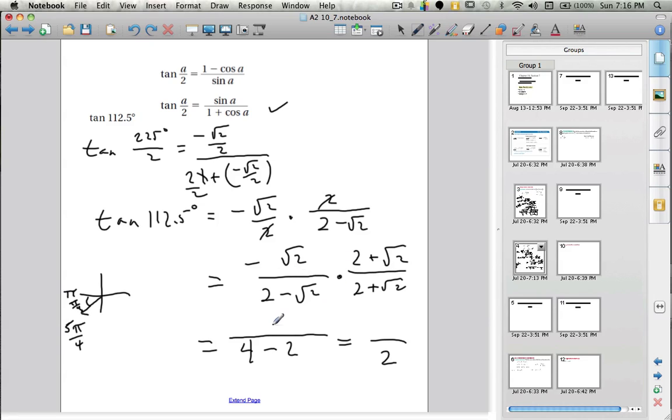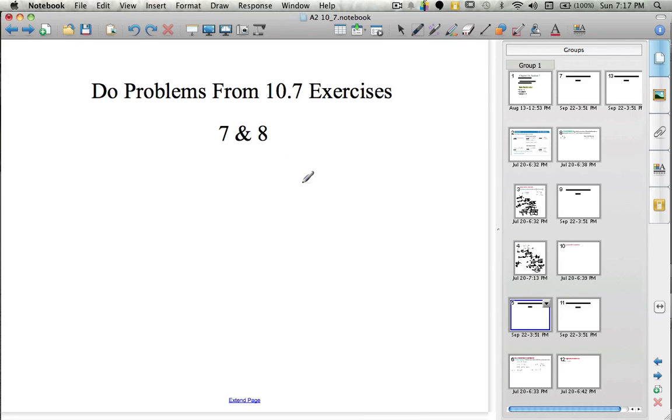And here I'll have negative 2 root 2. I'm going to minus 2 root 2. And I'm going to have negative root 2 times root 2. That's negative 2. Okay, so if I factor a 2 out of this, I'll have 2 times negative 1 minus root 2. And I do that because those cancel, and it just simplifies to be negative 1 minus root 2. And that's simplified. Okay, so you go ahead and practice doing that. Do problems 7 and 8, and then come on back to the lecture.